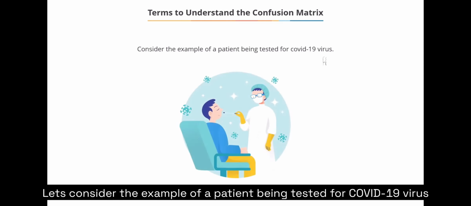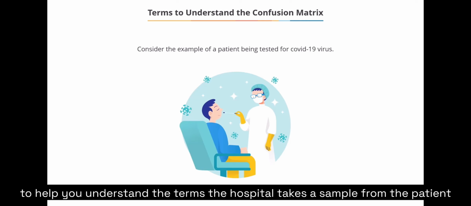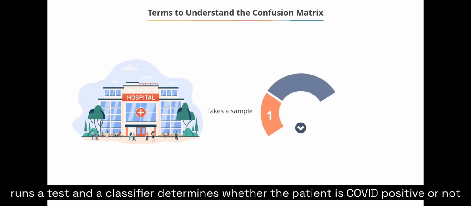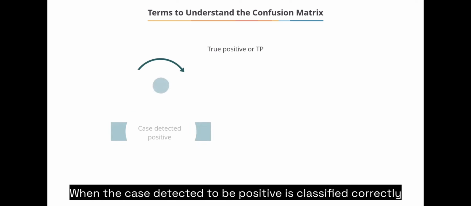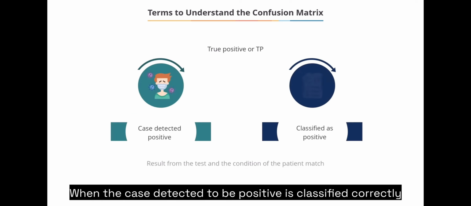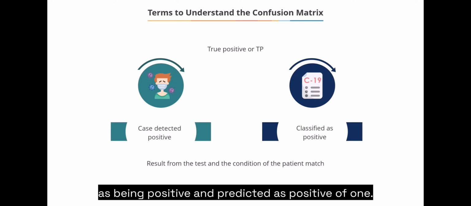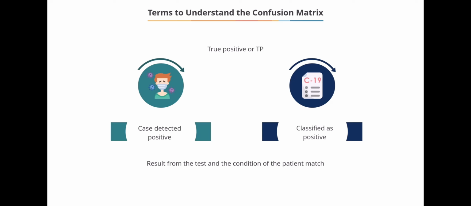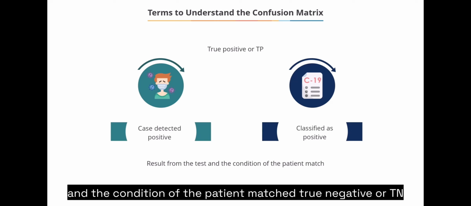Let's consider the example of a patient being tested for COVID-19 virus. To help you understand the terms, the hospital takes a sample from the patient, runs a test, and a classifier determines whether the patient is COVID positive or not. True positive, or TP, is when the case detected to be positive is classified correctly as being positive and predicted as positive, or 1. In this case, the result from the test and the condition of the patient matched.